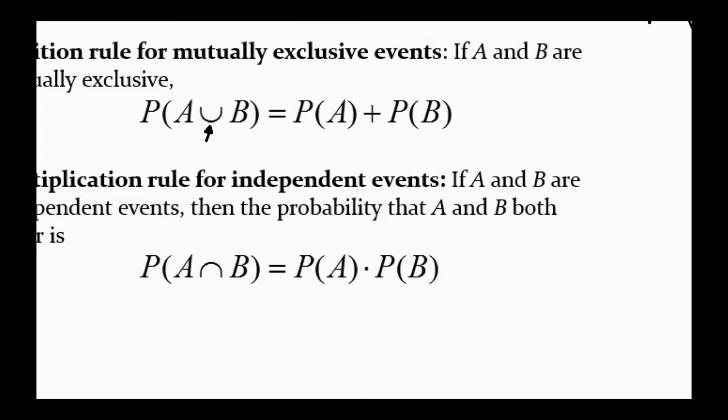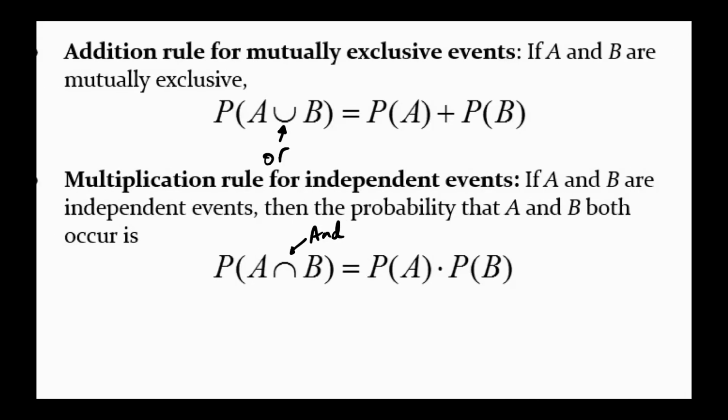What does that U mean? Anyone know what that U means in math? Close. This one means and, right? Or, there you go. All right. Or, one or the other. You're close. You had a 50% shot. Okay. So if you see a U, it means or.